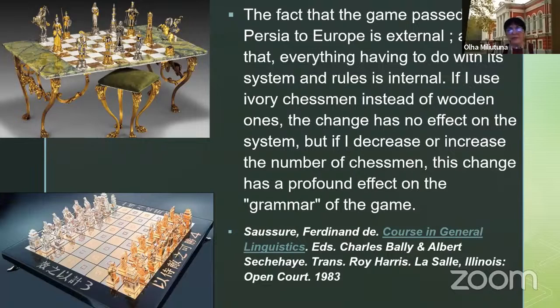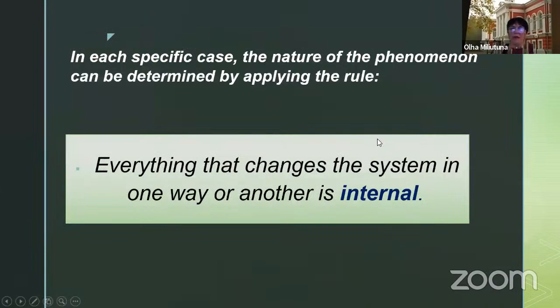And vice versa, if we change the number of the chessmen, this change has a profound effect on the grammar of the game. This surely emphasized that it is always necessary to distinguish between the internal and the external. In each specific case, the nature of the phenomenon can be determined by applying the rule.